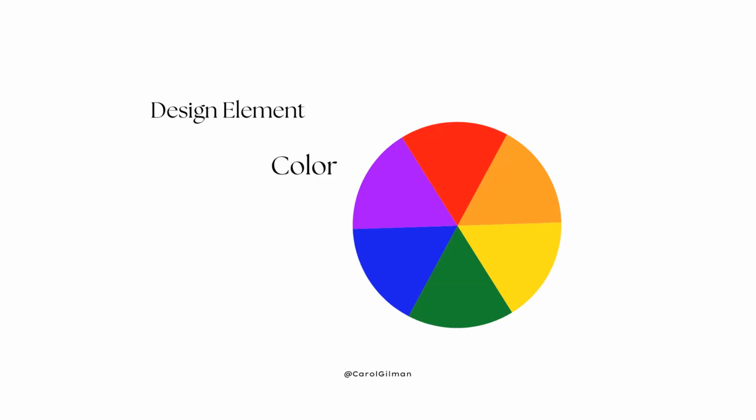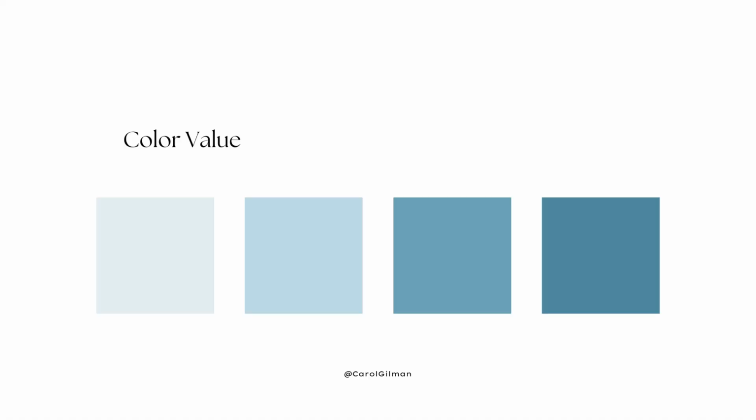So in this video, we're focusing in on the design element of color and focusing in even more just on the facet of color value, which means just the lightness and darkness of a color. And when we use color in different variations of lighter versions and darker versions, right away our room is more interesting.